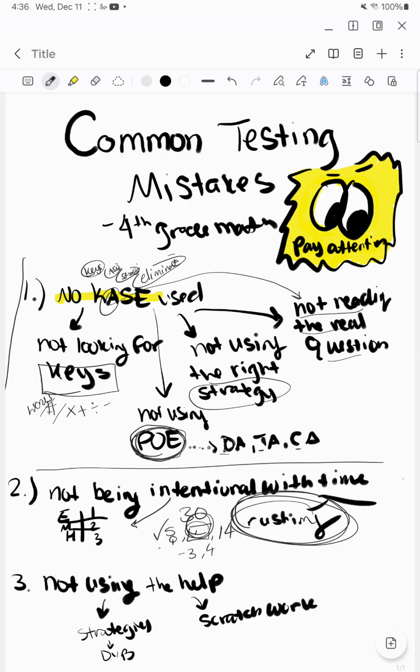And then another problem is not utilizing the help. The help we use with my students is their strategies and their dump your brain. And another huge thing, scratch work. That is a must. There is no option. This is super huge. Scratch work is absolutely important. So I'm going to make an example of what I'm talking about.